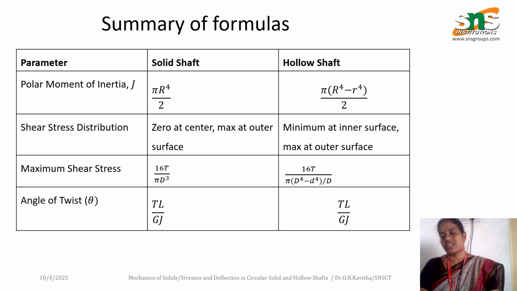For the hollow shaft, it is 16 T D divided by pi into capital D power 4 minus small d power 4. And the angle of twist is given by TL divided by G into J, and here also the angle of twist is given by the same formula.